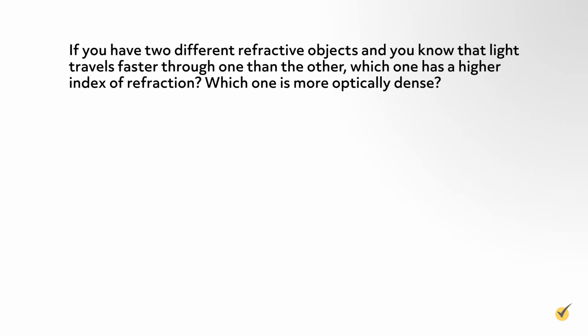Now that we've discussed dispersion and diffraction and how they are alike and different, let's check our knowledge with a couple of questions. If you have two different refractive objects and you know that light travels faster through one than the other, which one has a higher index of refraction? Which one is more optically dense?